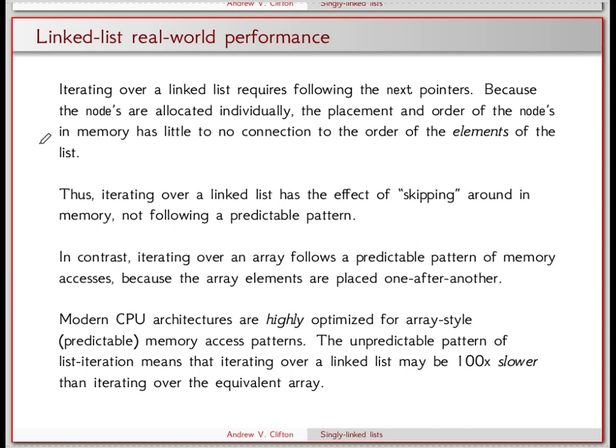Modern CPUs are really, really optimized for predictable memory access patterns. So if you're looping over an array and you're accessing this spot and then the next spot and then the next spot, the CPU will pick up on that and will start loading in later array elements before you even request them, because it can predict the pattern of memory accesses that you're using. With a linked list, though, the pattern isn't predictable, so the CPU can't do that.